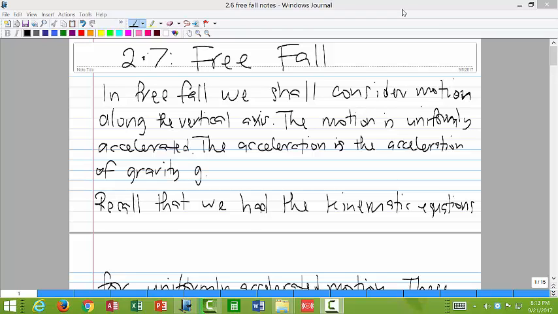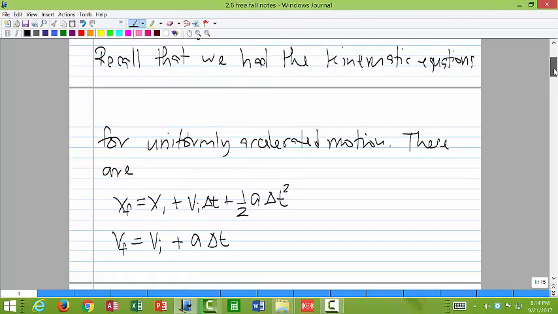So the object falls under the influence of gravity alone. So it has an acceleration, which we shall call the acceleration of gravity. We will be able to use our kinematic equations for free fall motion also. So we'll start off, our acceleration is the acceleration of gravity. Let's look at the next frame.